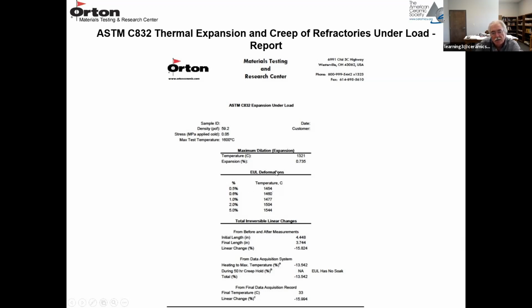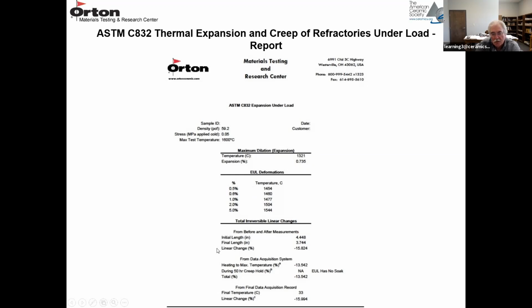And then the EUL deformations that were recorded are pretty common: 0.5%, 0.6, 1, 2, and 5%. So at these percentages deformation, you have a corresponding temperature. So at 0.5%, you had 1454 degrees C. At 5%, you obviously have a higher temperature, 1544 degrees C. So the output of an EUL is the maximum dilation temperature, and then these deformation temperatures for these different percentages of deformation.